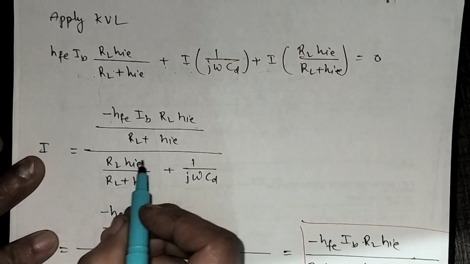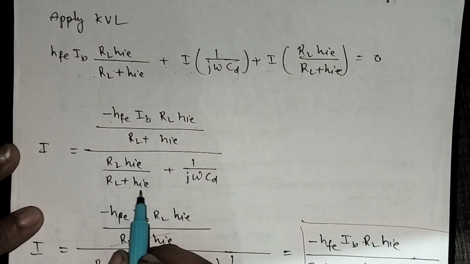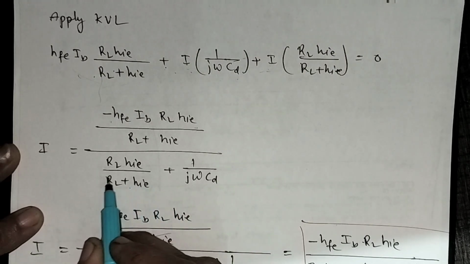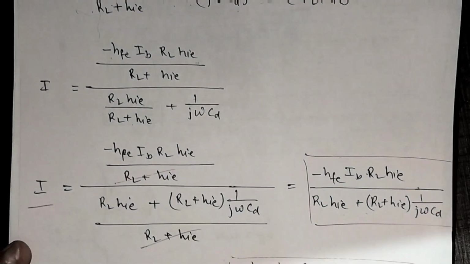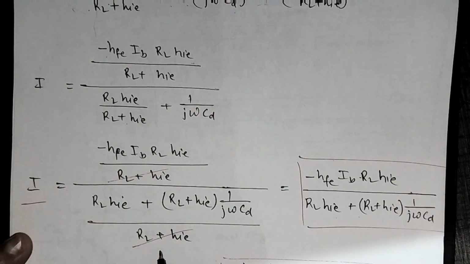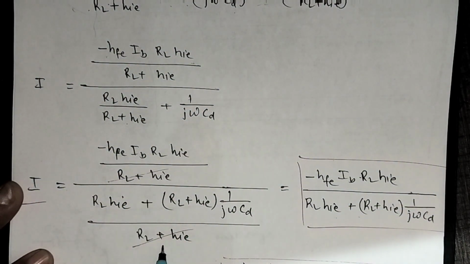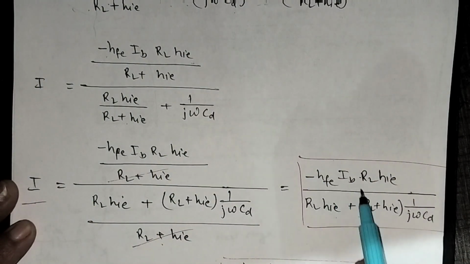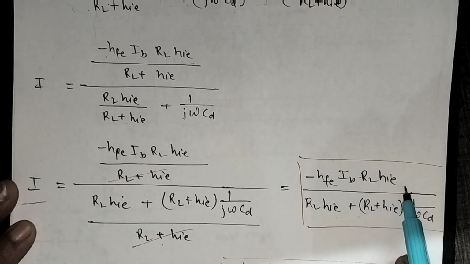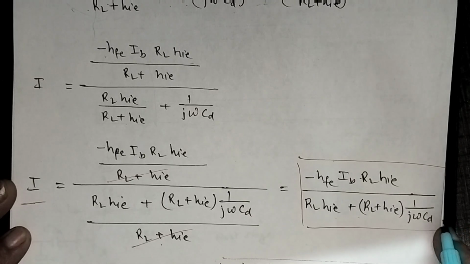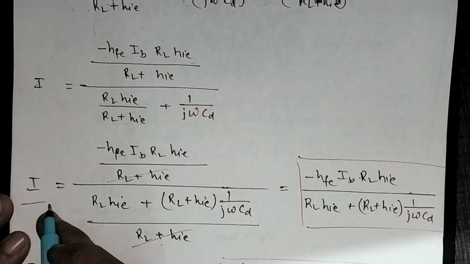Now we can see this term and this term are the same, so we will take the LCM. We will take this term as the LCM, so the equation will look like this, and we can see this term equals, so we'll cancel out this, and I will be equal to minus HFE IB into RL into HIE upon RL HIE plus RL plus HIE into 1 upon j omega CD. So this is the value for I, meaning the current flowing in the circuit.